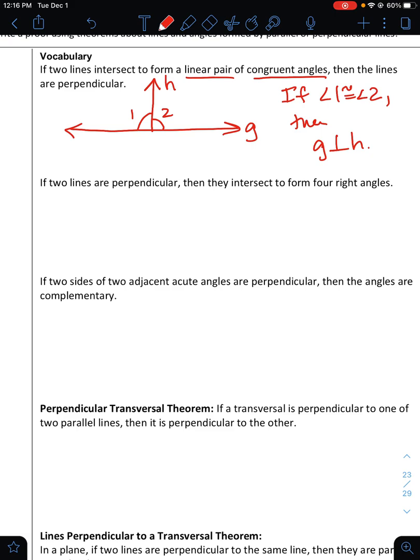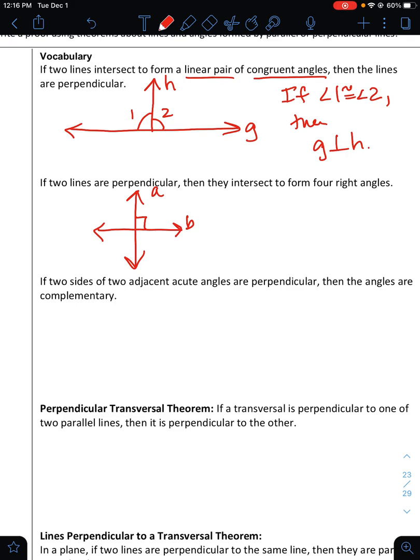Okay, second one. We've kind of talked about this one. If two lines are perpendicular, then they intersect to form four right angles. So if I'm going to draw two lines that are perpendicular, I'll call this line A and line B. If I'm given that they're perpendicular, I can add that right angle. Then I can say all four of those are 90 degrees.